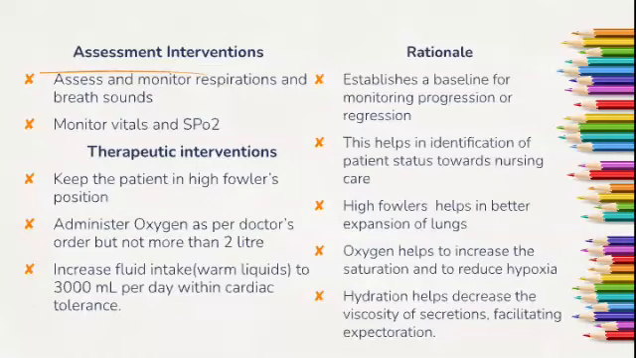The next, therapeutic interventions. You have to write a few therapeutic interventions, that is, keep the patient in high Fowler's position. High Fowler's helps in better expansion of the lungs. Administer oxygen as per doctor's order but not more than 2 liters. We have already seen there that O2 2 liters by nasal cannula was started. Oxygen helps to increase the saturation and reduce hypoxia.